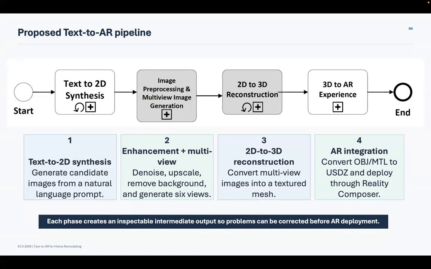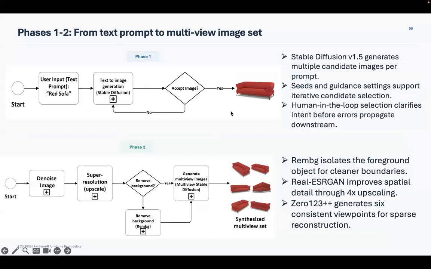Now, one of the most important features of the design is that every phase creates an inspectable intermediate output. Instead of treating the workflow as a single black box, the user can review the candidate image, the multi-view set, and the reconstructed mesh before moving forward. This makes it possible to identify problems earlier and reduce the risk of carrying an incorrect interpretation through the entire pipeline. Now, let's quickly discuss individual phases.